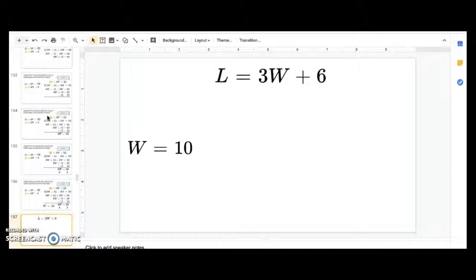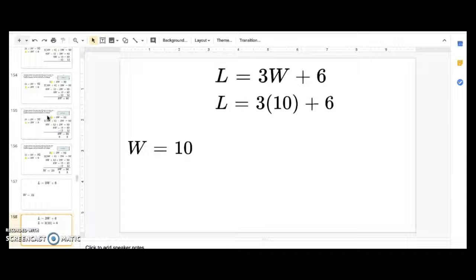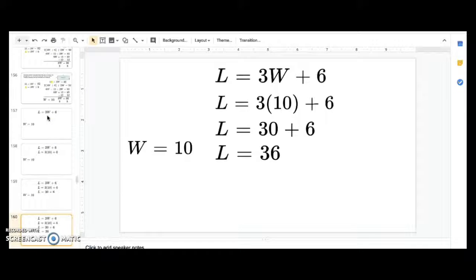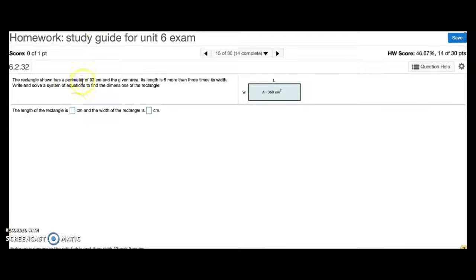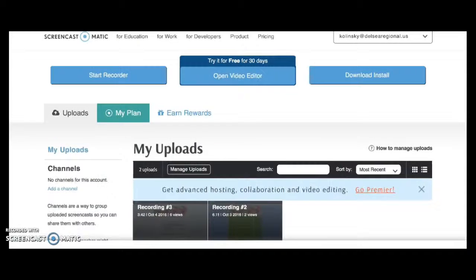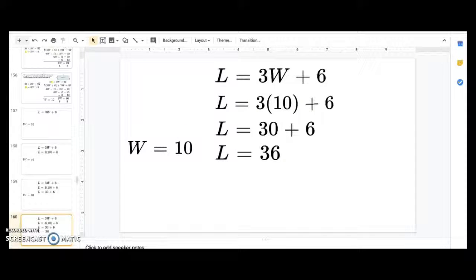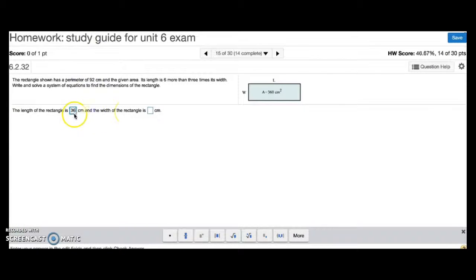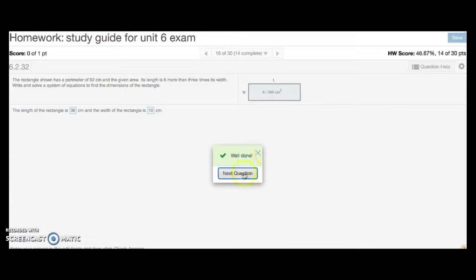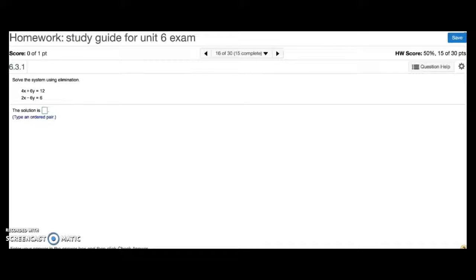So now I need to find my length, put that 10 in for W, so 3 times 10 is 30. 30 plus 6 is 36. So the length is 36, and the width is 10. So I have my length is going to be 36, and my width is going to be 10. And if I multiply those together, it will also give me my area. So that is my answer for number 15.